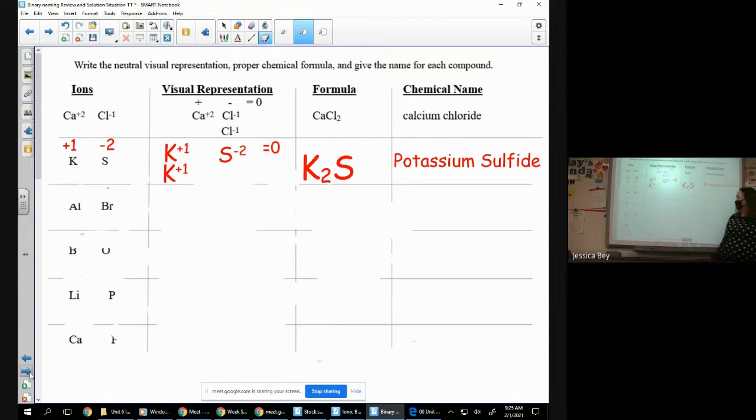Cool. All right. I'm going to start you on this one. Aluminum is a +3. Bromine is a -1. I want you to draw it out. I want you to tell me the formula. And I want you to tell me the name. I want to walk around, see where we're at. Those of you at home, hopefully this is easy for you. And then we're going to pick up today's stuff in just a second.